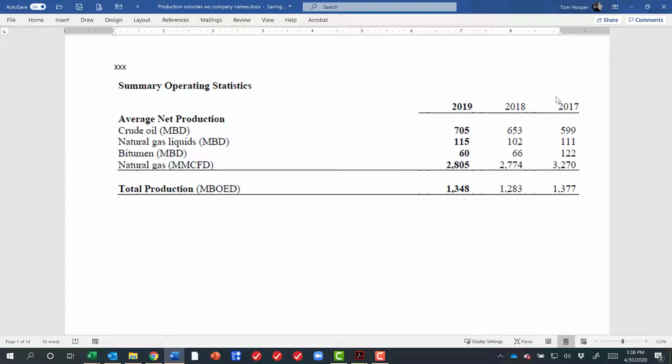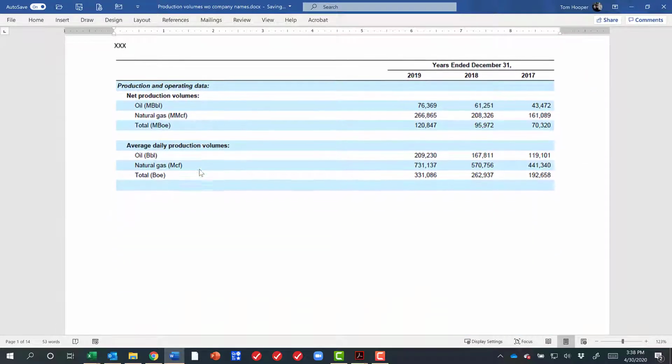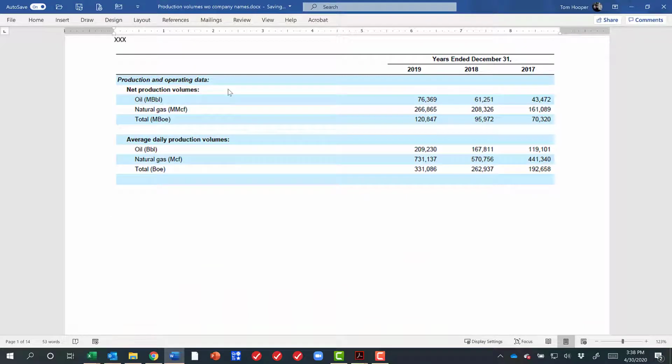This one provided a nice simple table for us to use, not unlike the last one. And again, these are in barrels per day or MMCF per day. This company actually provided both. So they gave us oil and natural gas in net volumes, but then I'll bet if you multiply that by 365, now in this case, to get from annual to daily, we would divide by 365 and multiply by 1,000. Then you'll probably get these numbers.